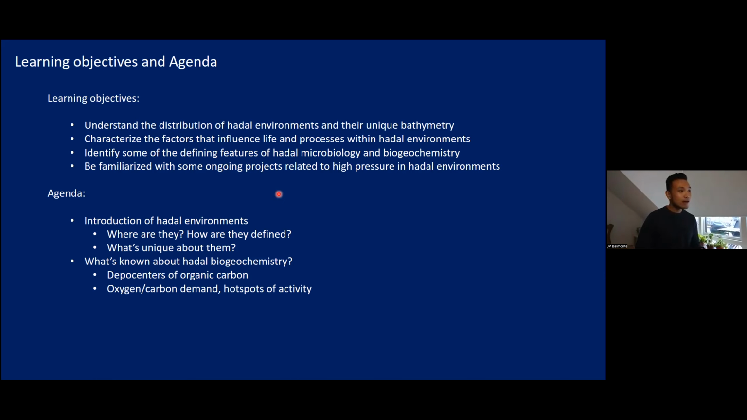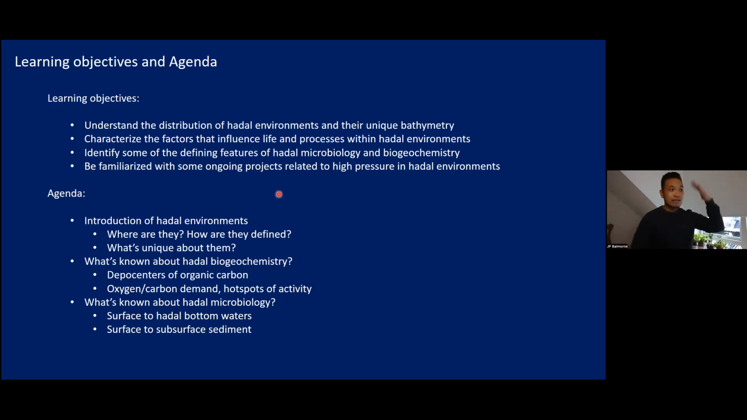The focus that I will have in this talk is actually looking at the carbon cycle and how these Hadal environments are considered as depot centers or deposit centers of organic carbon, and how that could lead to very high oxygen and carbon demand by microbial communities, and how these areas are considered hotspots of activity as a result. And also we'll look into what's known about Hadal microbiology from surface to Hadal bottom water.